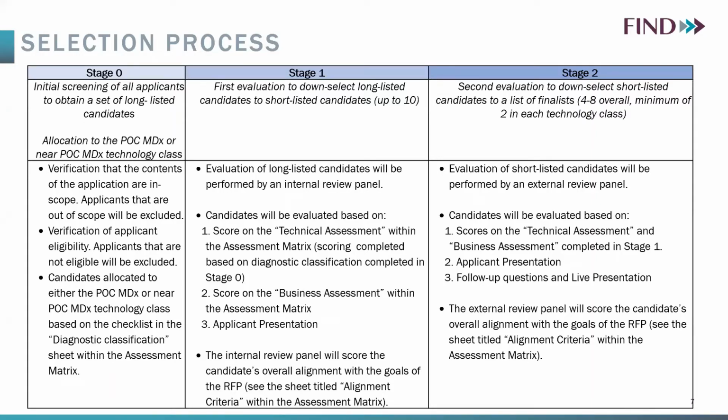During stage 0, there's an initial screening of all applicants that is conducted to obtain a set of long-listed candidates. During that stage, we verify that the contents of the application are in scope, and the RFP document provides additional information around the criteria that are being used to assess whether applications are in scope. And out of scope applications will be excluded.